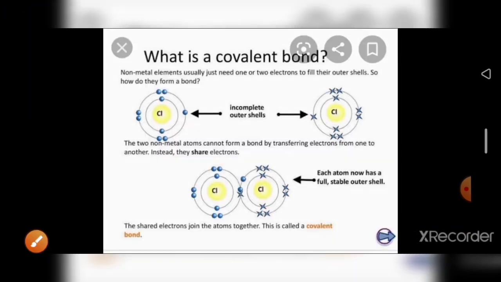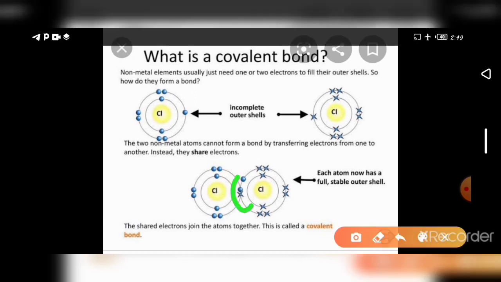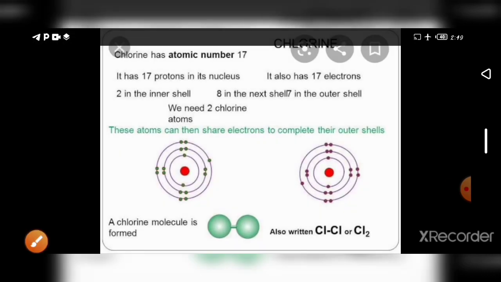Okay, next you see what is a covalent bond. The same things I have given here. See here, here also the pairing takes place. One from a chlorine atom and another one from another chlorine atom combine together to form a covalent bond. Okay, next you see chlorine. Here I have given the atomic number and how it will be formed also.